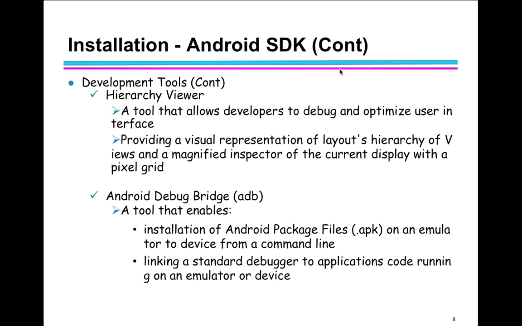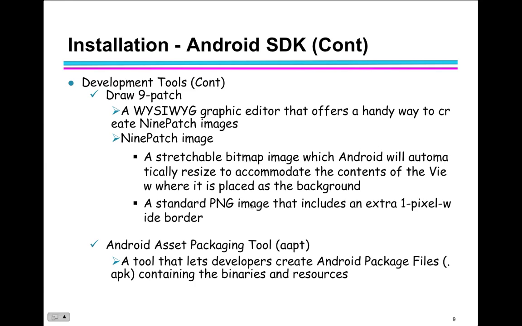Linking of the standard debugger to application code, and also running an emulator or a device, can be done through the ADB. It's no longer actually called that. There used to be a toolkit and a command called ADB. I just noticed that it was missing a few minutes ago when I tried it. This one's still around, though, another developing tool, the Draw 9-patch. It's a what-you-see-is-what-you-get graphic editor that offers a handy way of creating 9-patch images. 9-patch images might be stretchable bitmaps, as an example, with the Android itself.